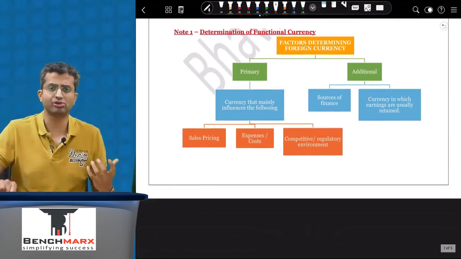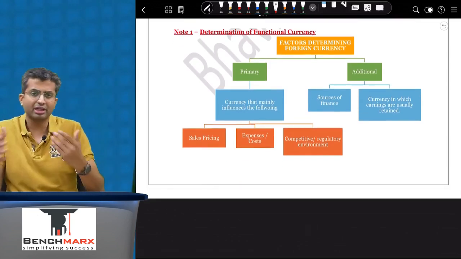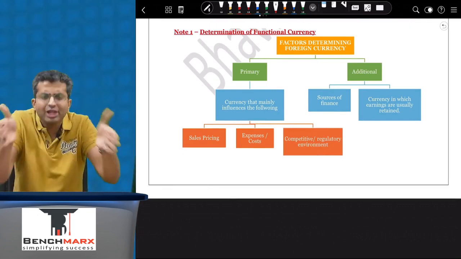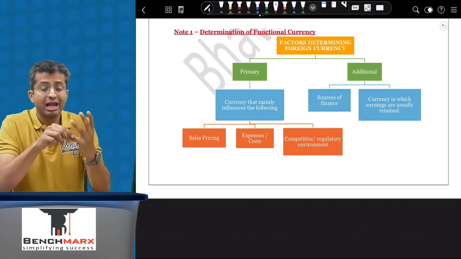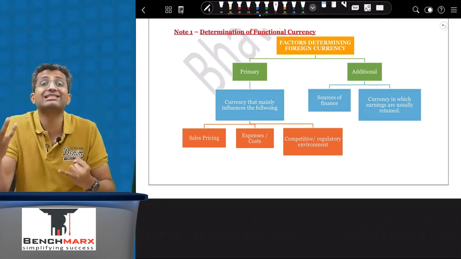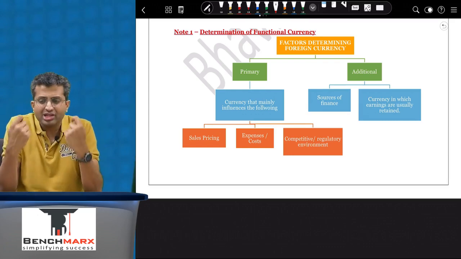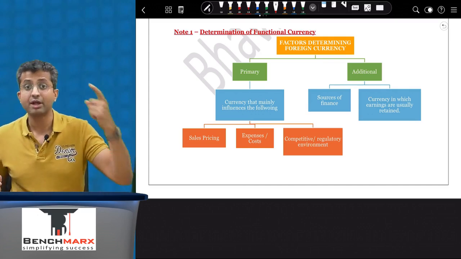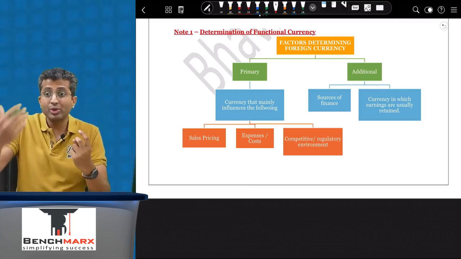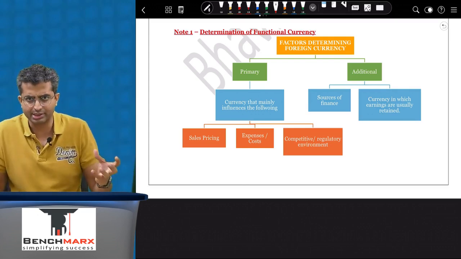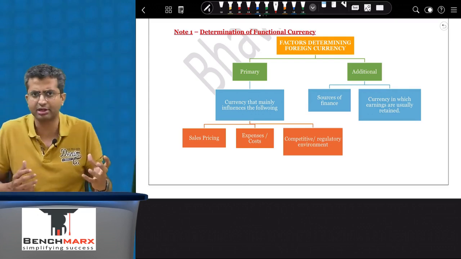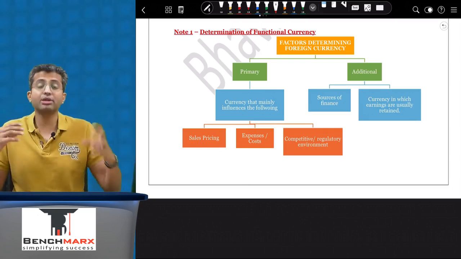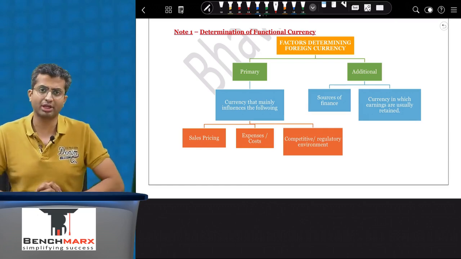After that, we have the determination of the functional currency. The determination rests on the primary factors. So ideally, you should only look at the primary factors for making the decision, like which is the currency which influences the sale of the products, which is the currency which determines at what price the product should be priced for their sales. Secondly, the currency which influences the costs or the expenses, like for us the faculty cost, the rent cost, etc., which is the currency which mainly influences our expenses. And lastly, the currency which affects the competitive or the regulatory environment.